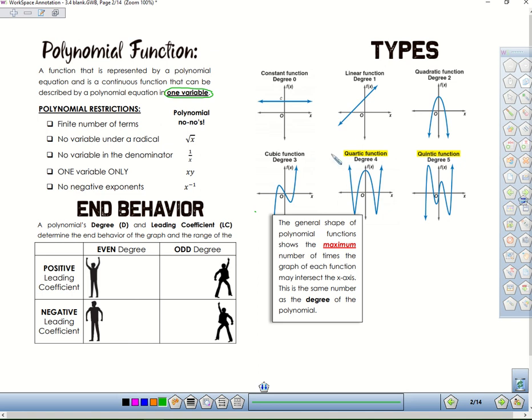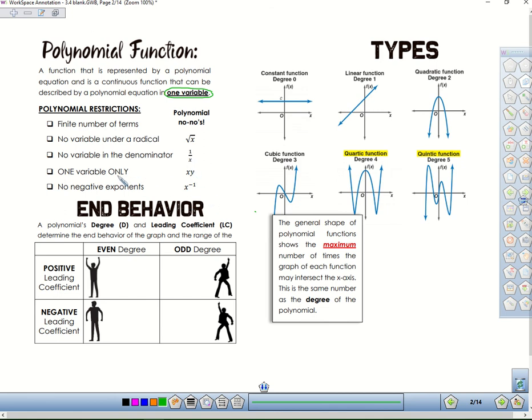Okay? So there's some polynomial restrictions on polynomial functions that we have to talk about. So finite number of terms. We have to have a finite number of terms. Basically no variable under the radical. Okay, so see here, as we can see, this is a square root of a variable. This is no. We can't have that. It's not a polynomial. No variable in the denominator. So if you have a variable in the denominator, not a polynomial function.